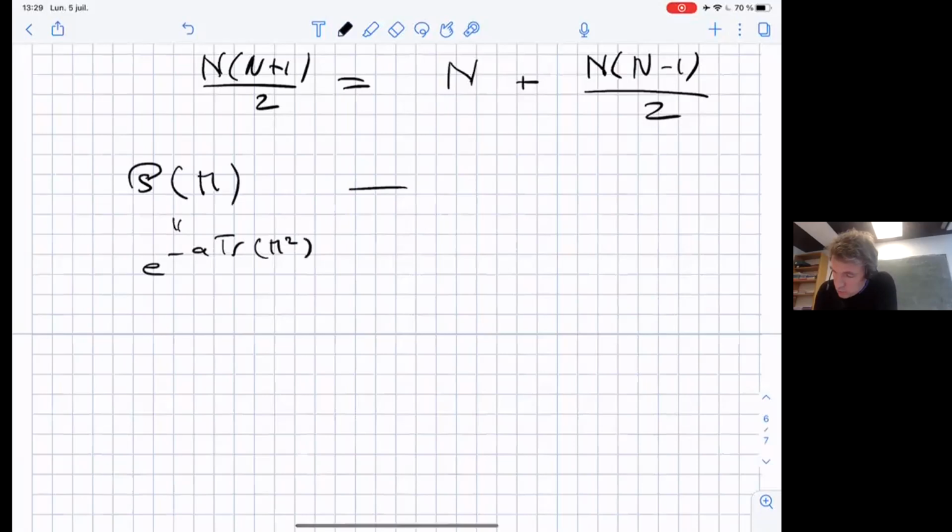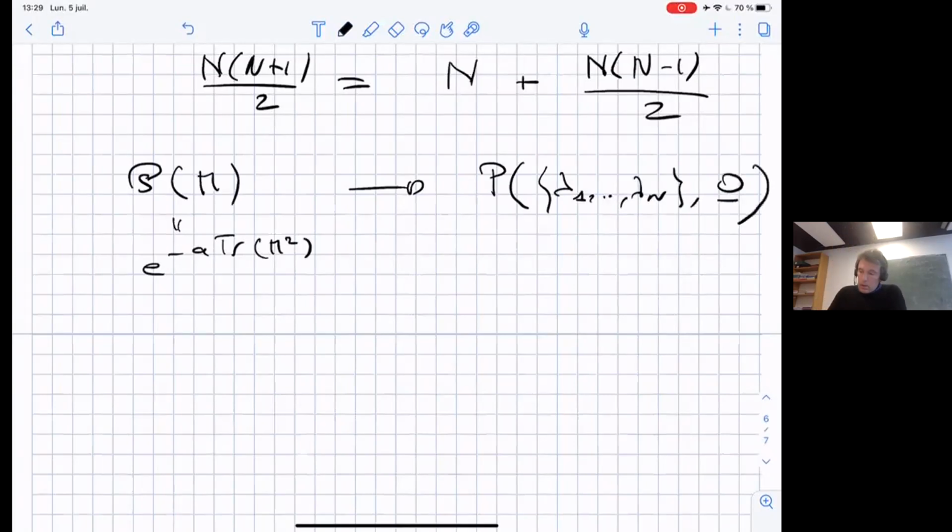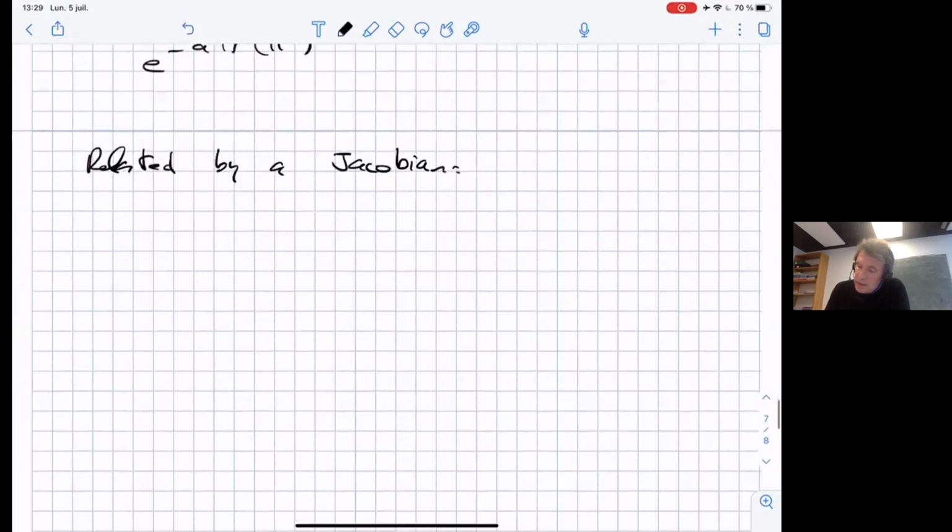You would like to go to a probability measure on the lambdas, so that's your eigenvalues, and your matrix O. So in principle, we are doing something which is quite familiar, and we know that these two distributions here are related through a Jacobian, and this involves a complicated determinant to compute.